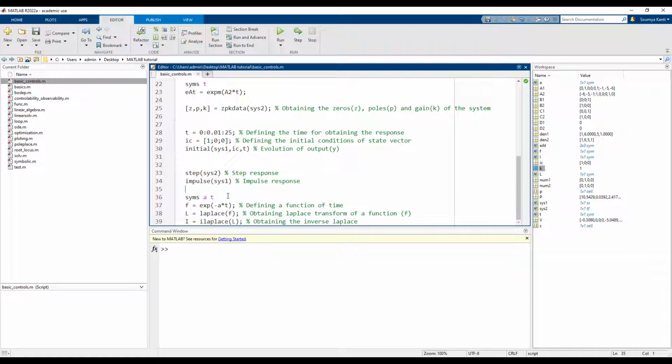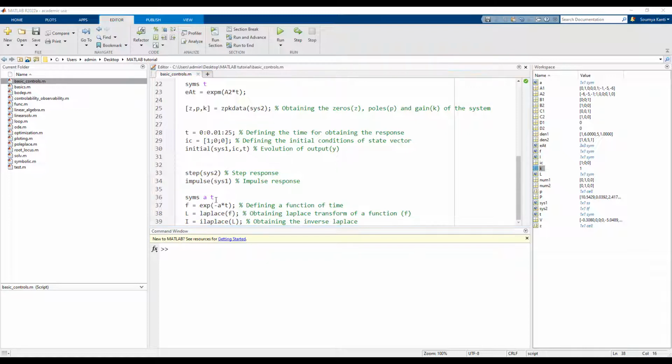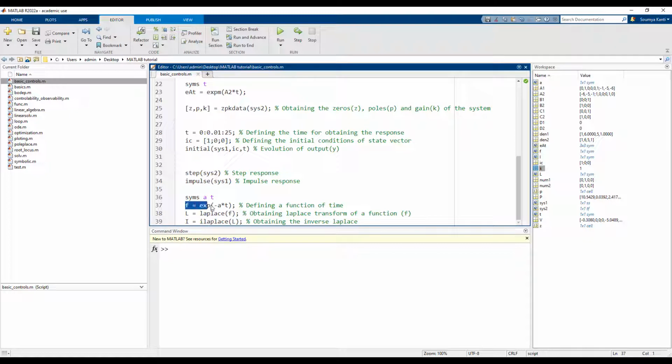Okay, and similarly if you want to do a Laplace or inverse Laplace transform, suppose I want to know the Laplace transform of e to the power minus at. So I'm saying that f equals e to the power minus at, and then Laplace f will give me the Laplace transform of this particular function, taking t as time. It gives out that 1 by (s plus a) is the Laplace transform of this.